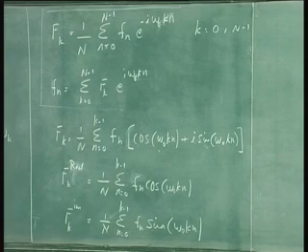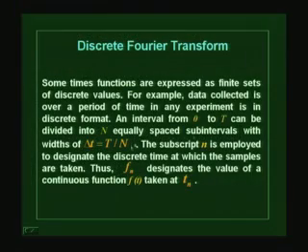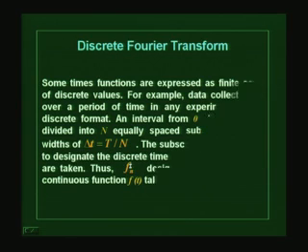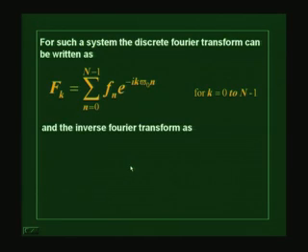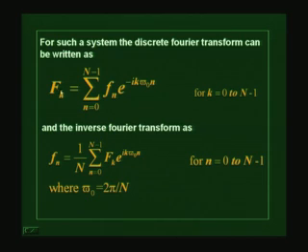So let me just summarize this. We would divide the interval t into n equal intervals and denote the functions by fn. Then you would compute the Fourier transform using this form, that is, e to the power of minus i k omega 0 n times fn as the Fourier transform, and the inverse Fourier transform as 1 over n sum over k equal to 0 to n minus 1 of e to the power of i k omega 0 n. The sum is over k and the sum is over n, where omega 0 here is 2 pi by n.